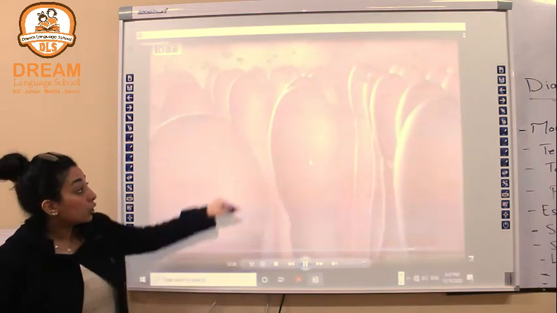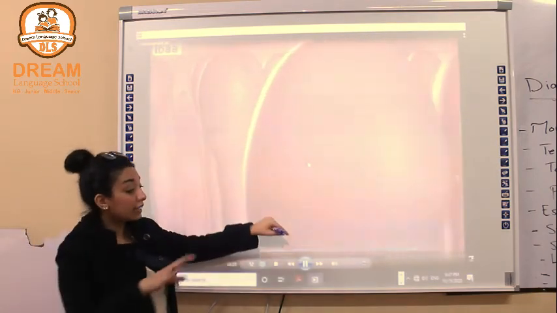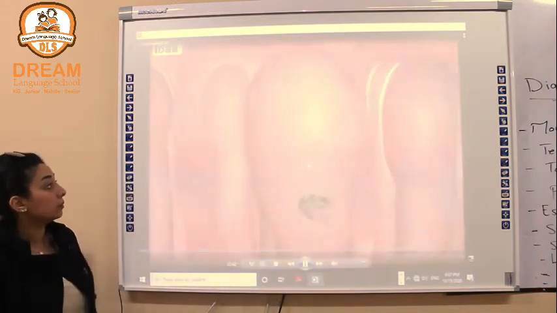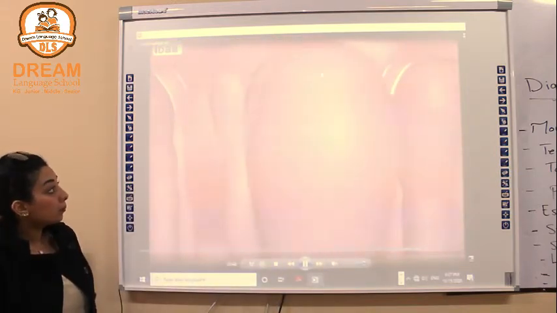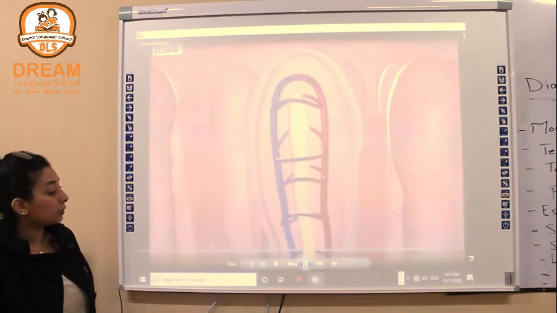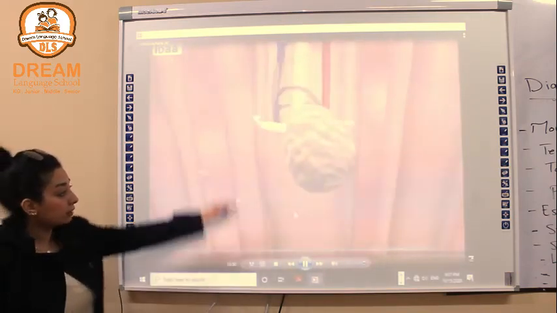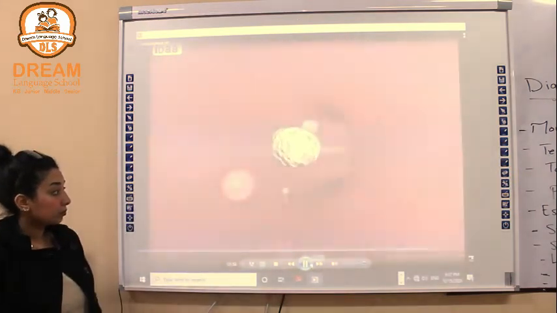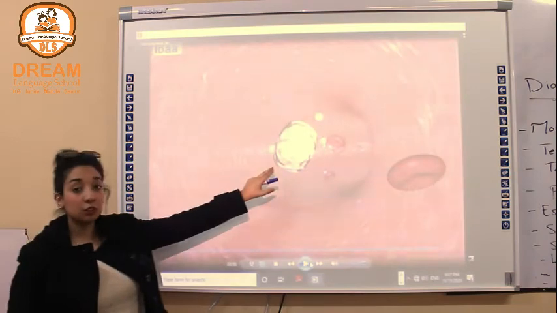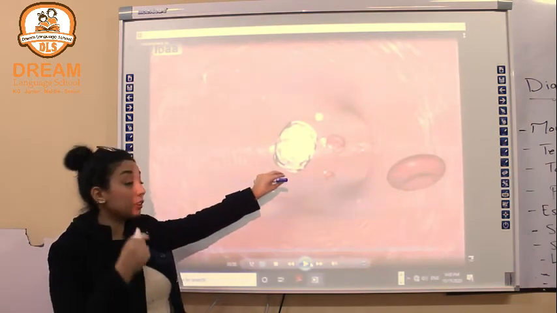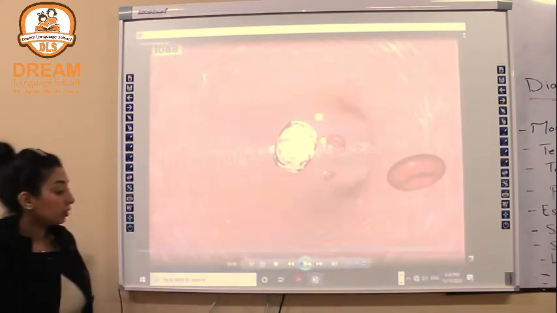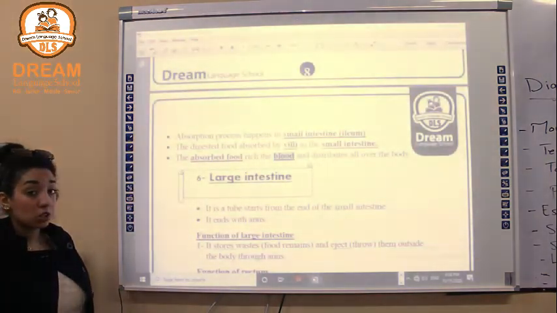Now the food goes to the villi and the blood will take it to give it to all our body. Now it's going to the blood, and then it will go to all of the body. Now the digested food, the wanted food, the healthy food that the body needs, is inside what? It is inside the blood. Okay, now the complete digestion.